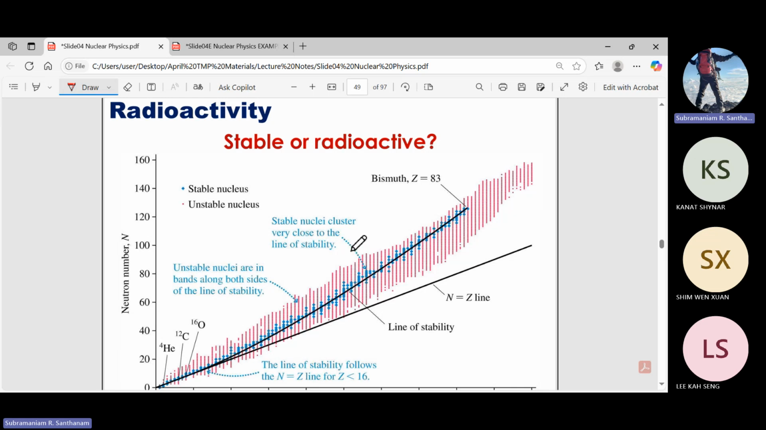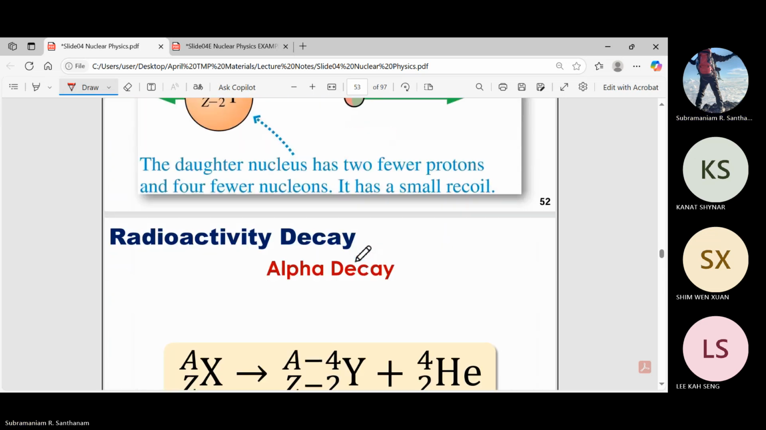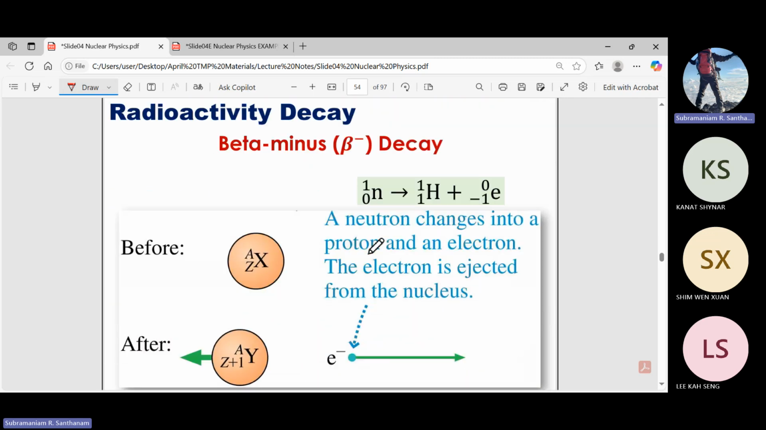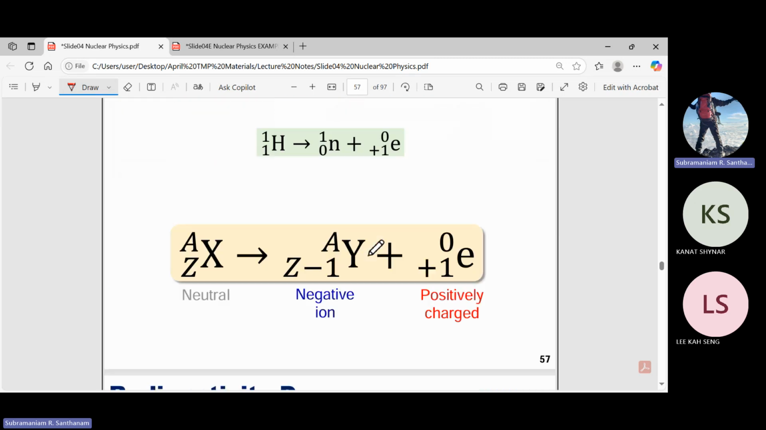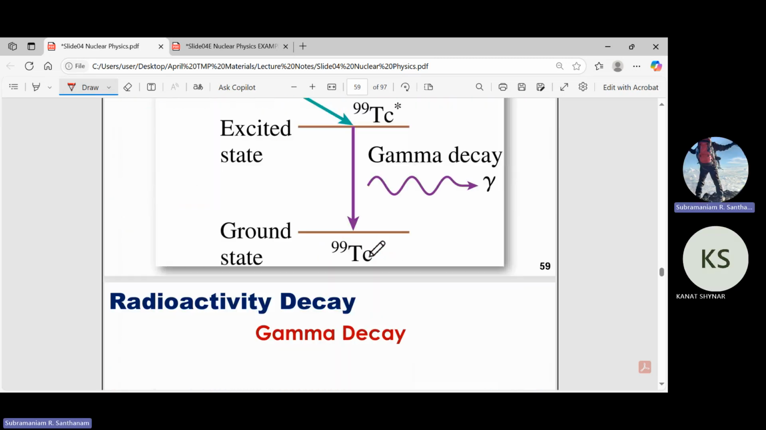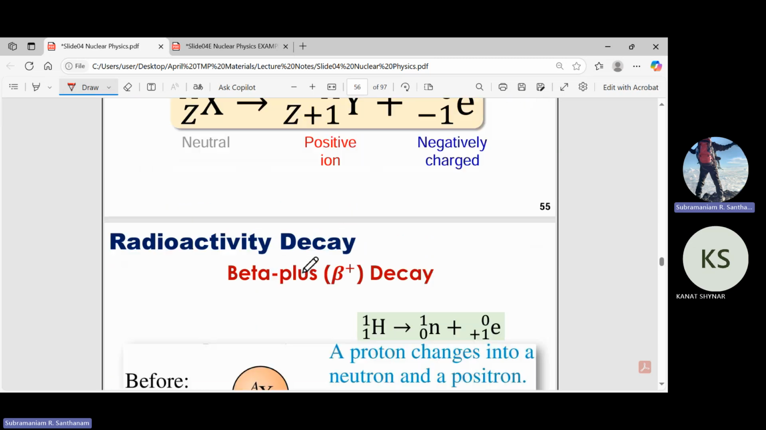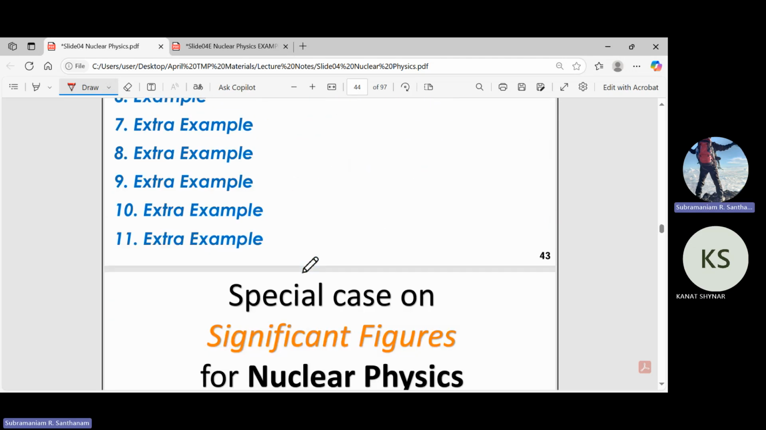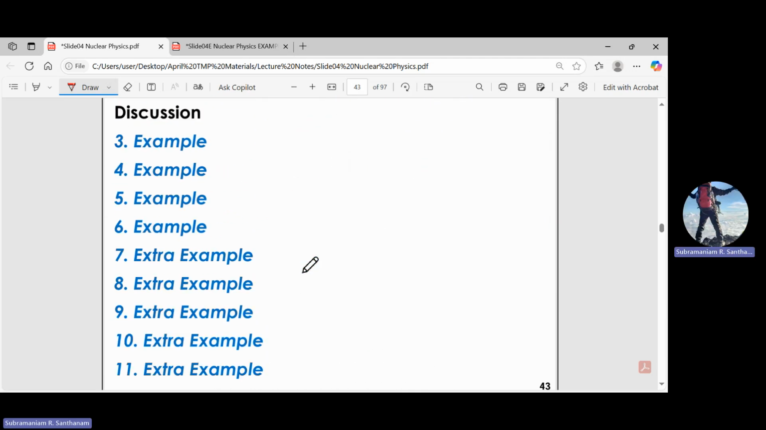This graph I did mention earlier. It is more of a discussion about alpha, beta, gamma decay processes, things you have learned in your IGCSE or SPM. My main thing is to try to finish the example questions, up to 11. Thank you, students.